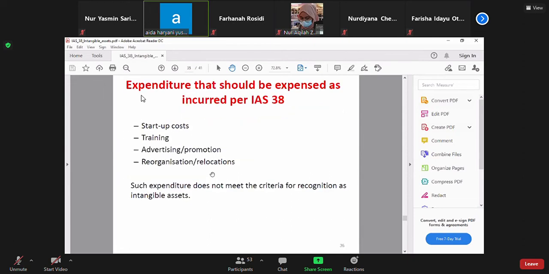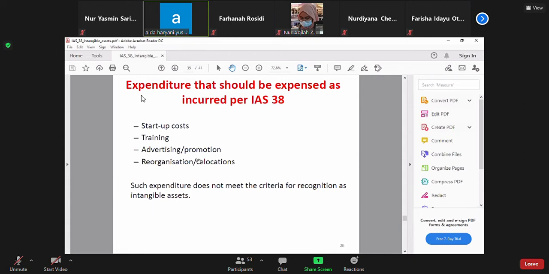Okay. Expenditure that should be expense incurred per IAS 38. Kalau macam IAS 16 kan, overhead cost will not be part of the cost of the asset. Untuk expenditure pula dalam IAS 38, startup cost, training, advertising, promotion, reorganization, replication, all these things will not be part of your IAS 38. Macam I bagi contoh anti-vaccine tadi, COVID.